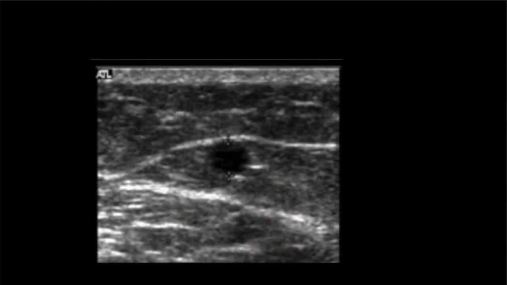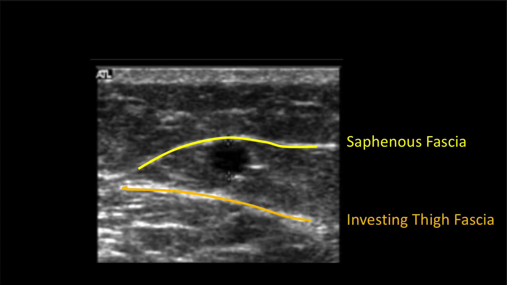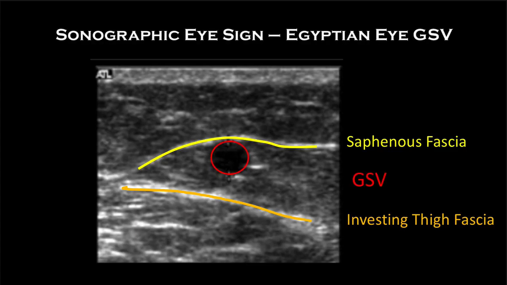Now, if they want to show it to you in ultrasound, in grayscale, there are two ways to do it, so I'm going to show them both to you. This is the first way. You've got two hyperechoic lines here, one that runs over the top, that's the saphenous fascia, and one that runs underneath, that's the thigh fascia, and the thing in the middle is the greater saphenous vein. Some people will say that this looks like an Egyptian eye or sonographic eye sign, something like that. So that's one way to show it.